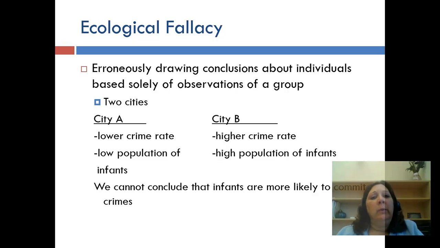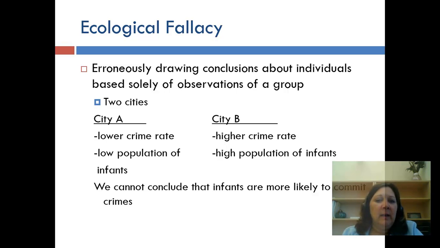So, it would be erroneous to draw conclusions about individuals based on a group observation. For example, we have two cities, City A and City B. City A has a low crime rate, and it also has a low population of infants. So there's not very many babies in City A. City B has a high crime rate, and they have a lot of babies in their city. For some reason, it attracts people, young families with babies. So we cannot conclude that infants are more likely to commit crimes.